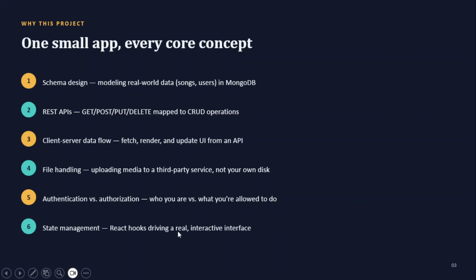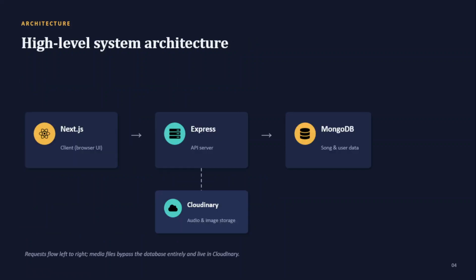Then state management: React hooks driving a real interactive interface. We're going to see that in the code snippet. So you can see the high level system architecture. Next.js is the client, that's your browser user interface. It makes a request through Express, that's the API server. Then to MongoDB, which stores the songs and user data. Then Cloudinary stores the audio and image storage. So you can see the request flows from left to right, right? Media files bypass the database entirely and live in Cloudinary. So the media files do not stay in your database.